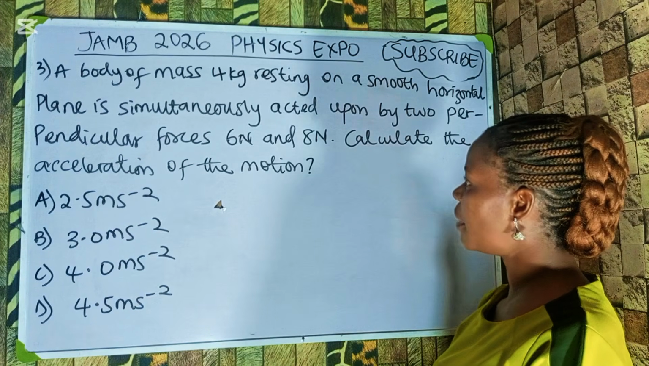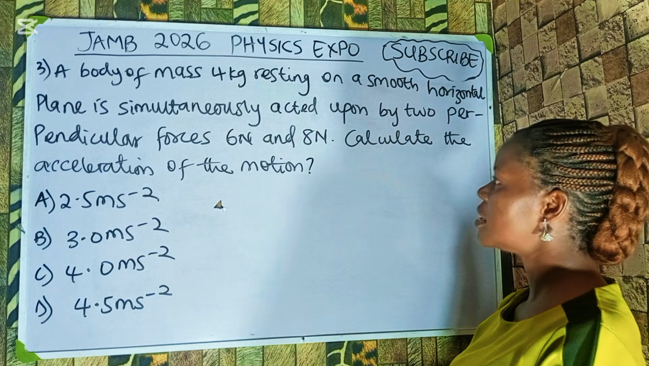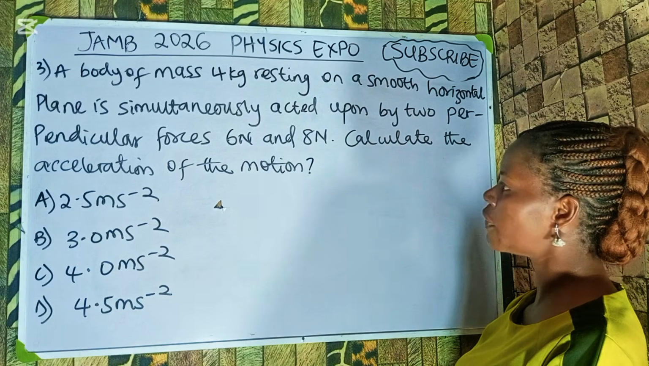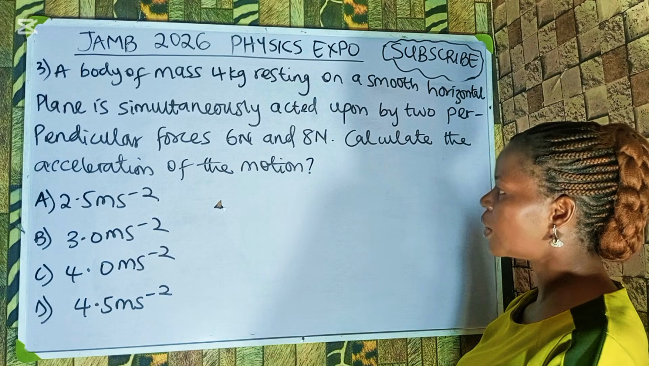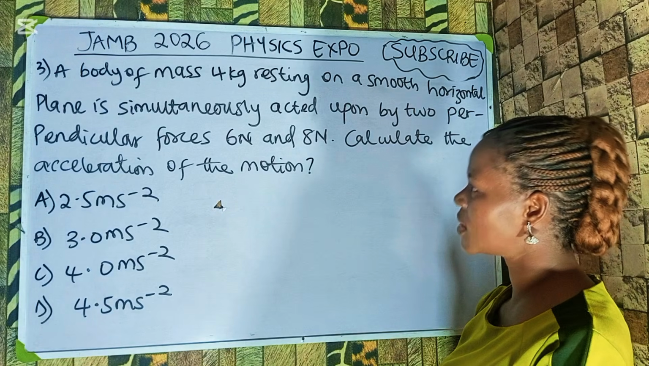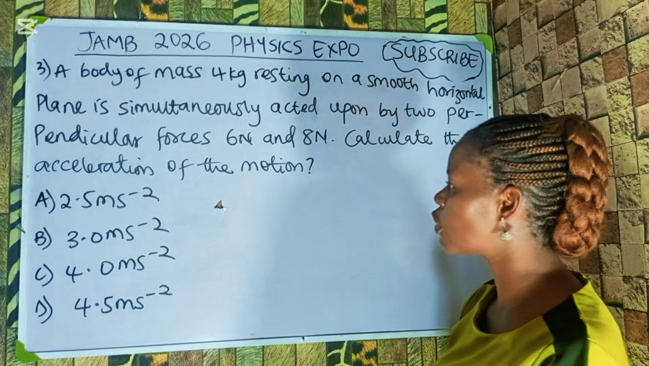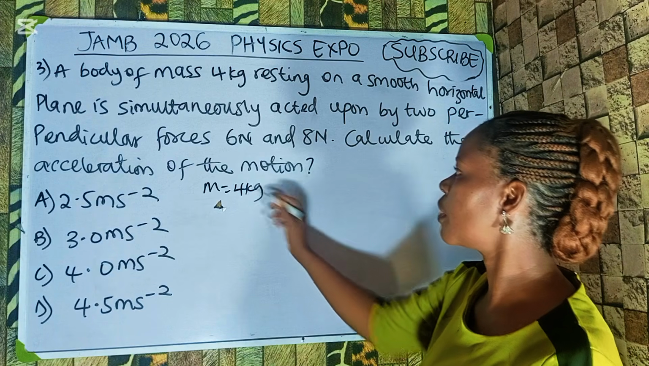Question 3. A body of mass 4 kg resting on a smooth horizontal plane is simultaneously acted upon by two perpendicular forces, 6 Newton and 8 Newton. Calculate the acceleration of the motion. We have the following options. So the question says a body of mass 4 kg. So the mass is 4 kg, that is the mass of the body.